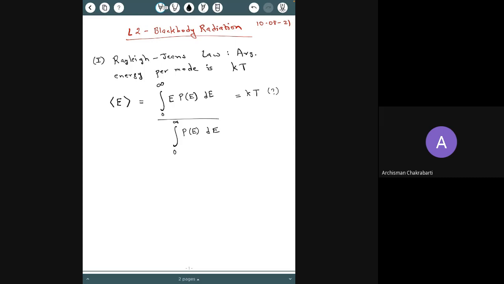Is it? So in our case, if we have a black body and there is a classical distribution of energy for the standing waves of the black body, then we can use the Boltzmann probability distribution for the number of standing waves for each energy in the black body. So use Boltzmann probability distribution.